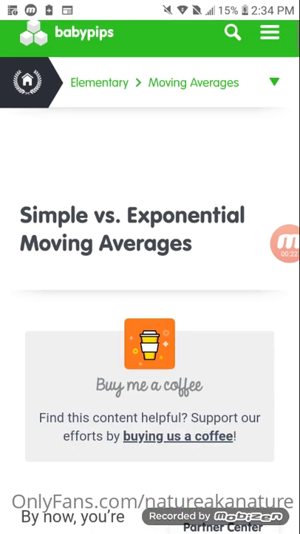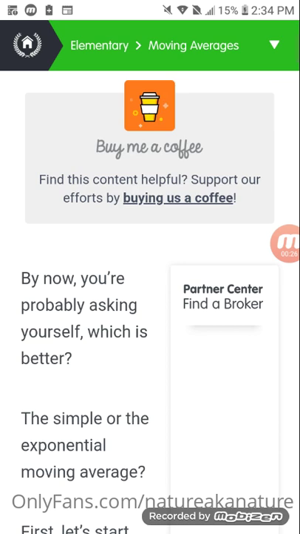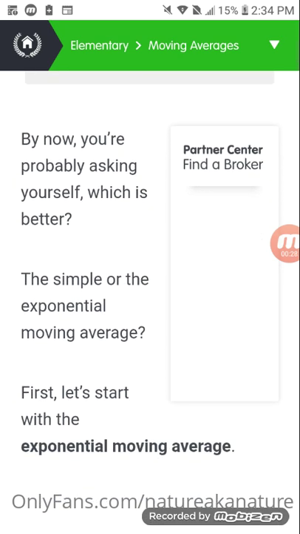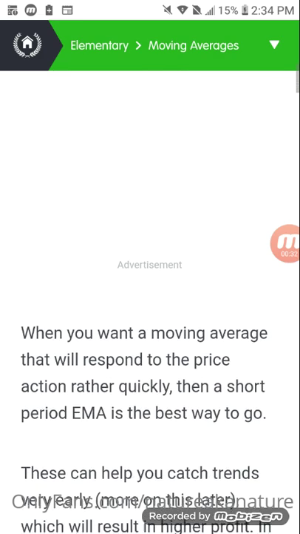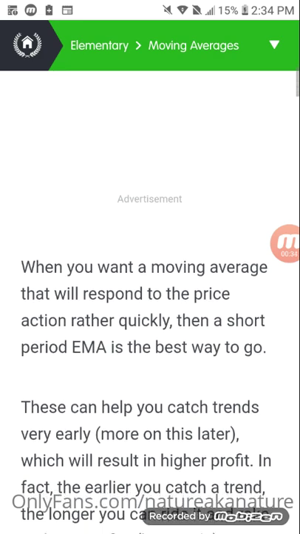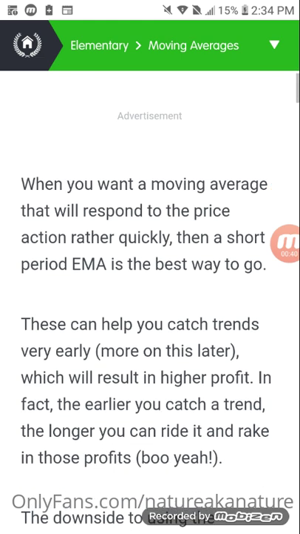So, simple versus exponential moving averages. By now, you're probably asking yourself which is better, the simple or the exponential moving average. First, let's start with the exponential moving average. When we want a moving average that will respond to price action rather quickly, then a short period EMA is the best way to go.